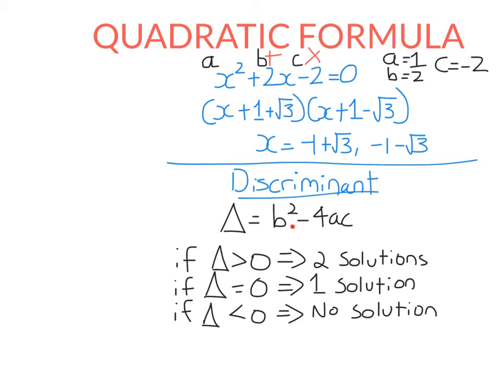So let's calculate the discriminant for this equation here. So the discriminant would be b squared minus 4 times a times c. So if you put this on your calculator, you actually get 12. So the discriminant is 12. It's greater than 0, so there are two solutions. And we already knew that there were two solutions. But when we're using the quadratic formula, we calculate this discriminant first. We can actually use it in the quadratic formula now.